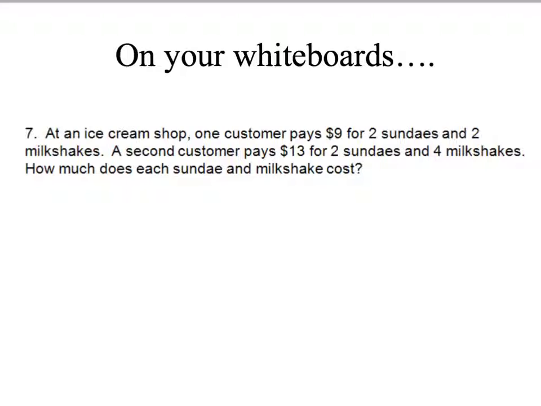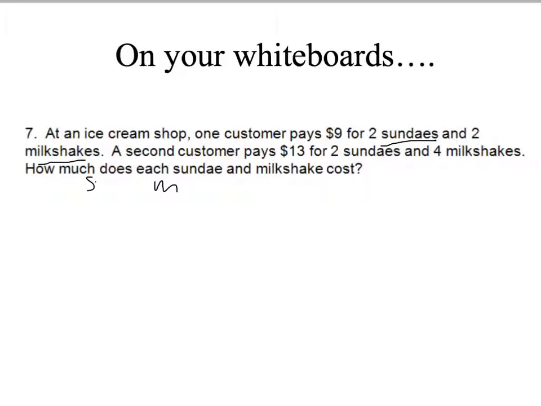All right, so what we're going to have to do here is write 2 equations. We've got 2 variables, 2 unknowns. We don't know how much the sundaes cost, and we don't know how much the milkshakes cost. What we do know is how much money was spent for a certain number of each. So I'm going to let my sundaes be S and my milkshakes be M, and I'm going to write 2 equations in terms of S and M.